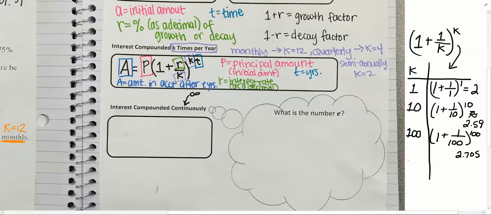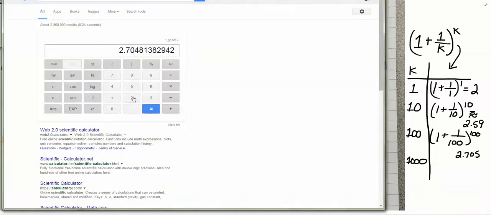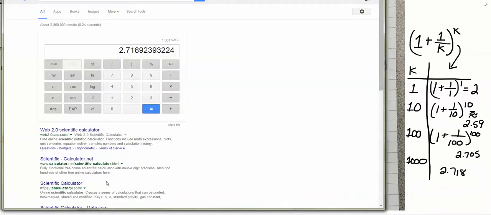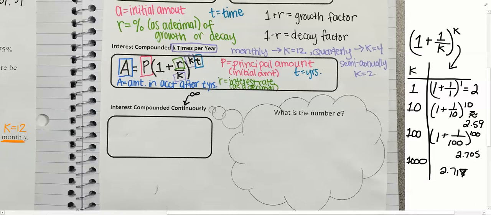Okay, and we're going to do it again. So 1,000. I'm not even going to write the whole thing out. It's 1 plus 1 divided by 1,000. Take that to the 1,000th power. Okay, you get 2.718, about 17. Okay. If you keep doing this, if you put in 10,000, if you go 100,000, you're going to approach a number called E.